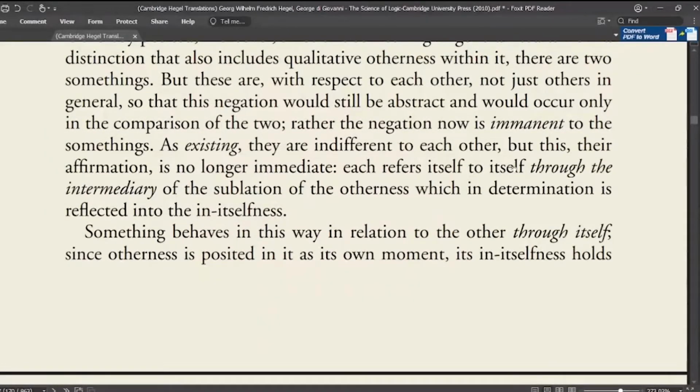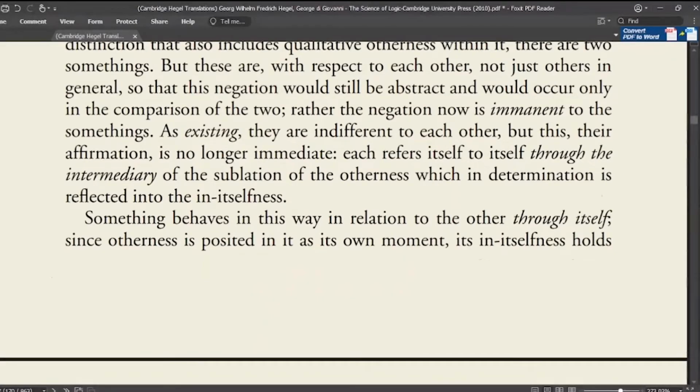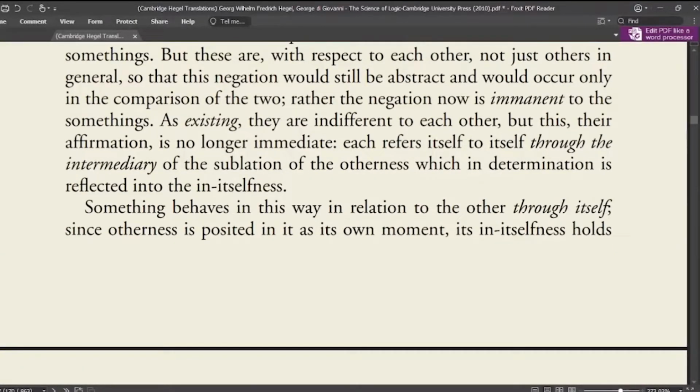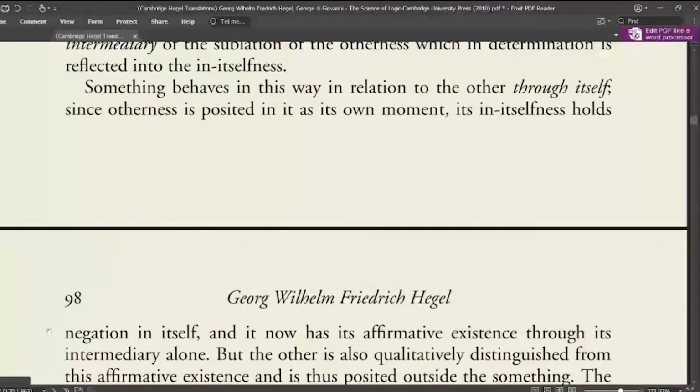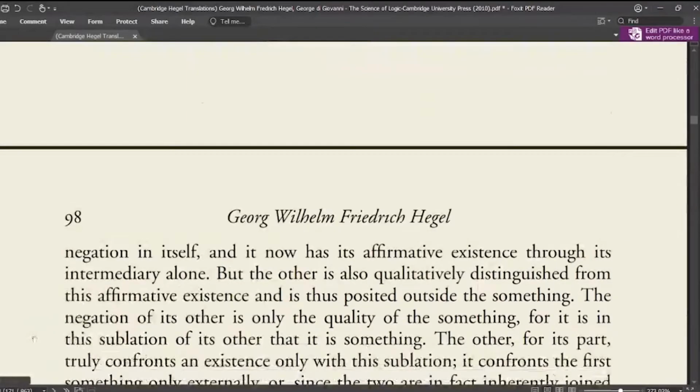Each refers itself to itself through the intermediary, the sublation of the otherness, which in determination is reflected into the in itselfness. So, in mutually being for other, they bounce back to each other as in themselves, and therefore determine themselves through that explicit being in itself, through not being the other. Something behaves in this way in relation to the other through itself, since otherness is posited in it as its own moment. Its in itselfness, whole negation in itself, and it now has its affirmative existence through its intermediary alone.